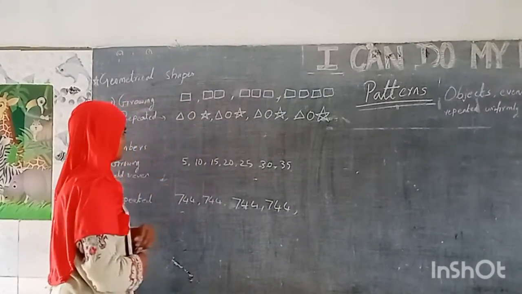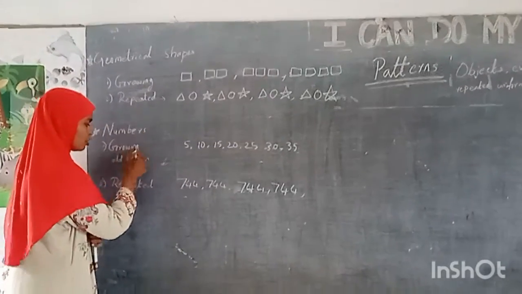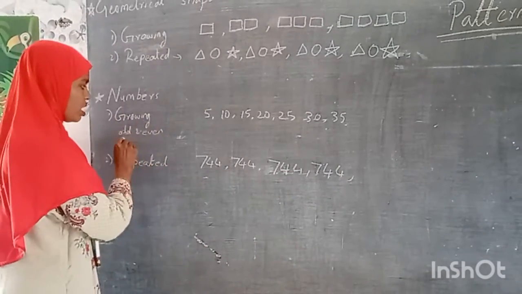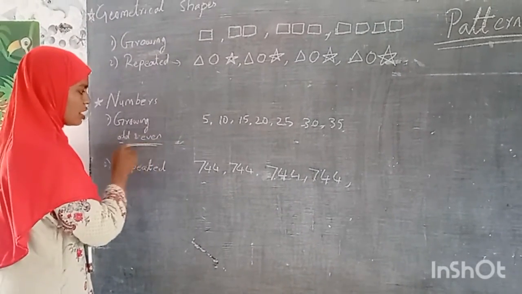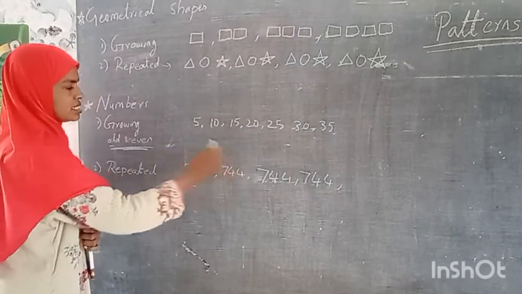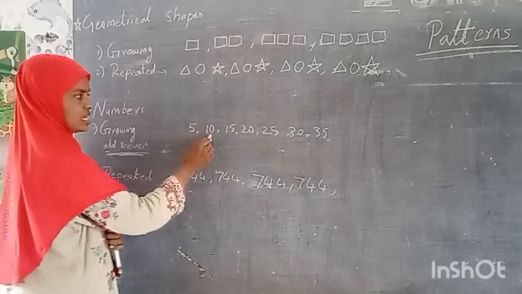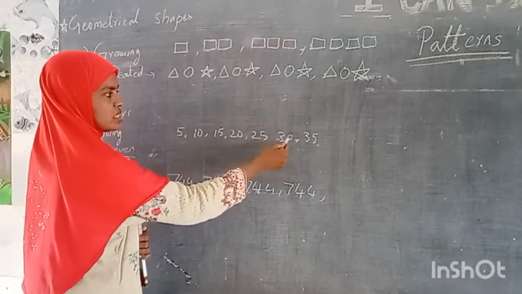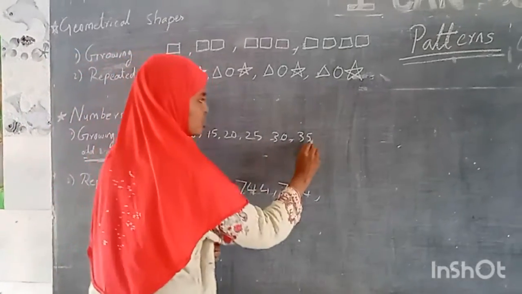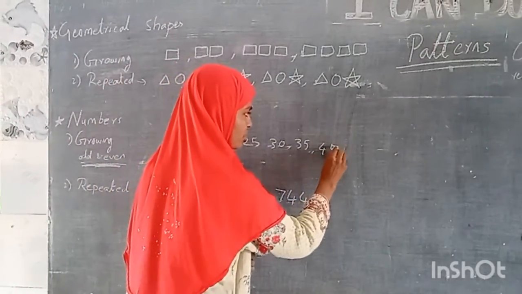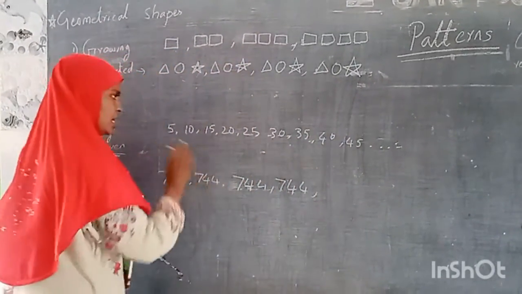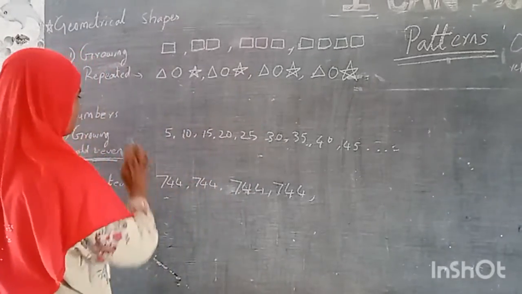Similarly, numbers. In numbers also we have growing and repeated patterns. The numbers are repeated or grown with odd and even numbers. Right? Either it has to grow or it has to be repeated. That is the pattern. See here, 5, 10, increased by 5. Each number is increased by 5. So it is a growing pattern in a straight line, right? Next to this, surely we will get 40. After that, 45. It goes on like that. It's a growing number pattern, right?